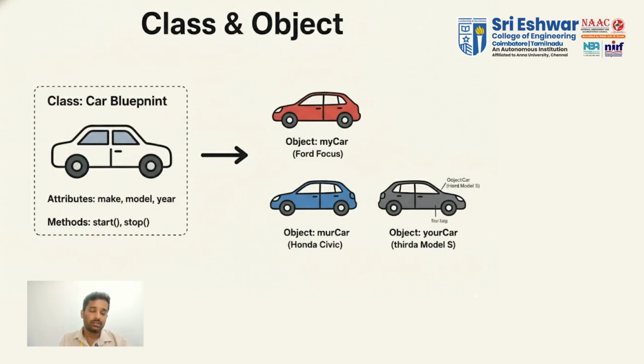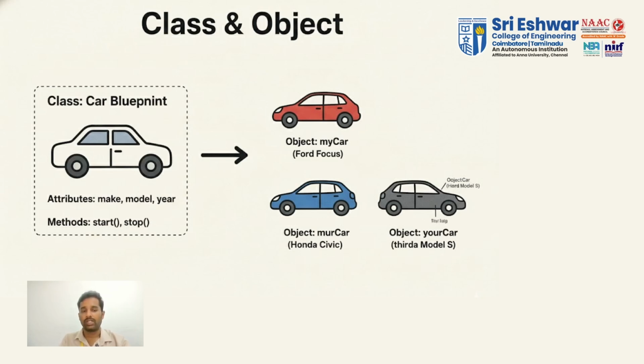And what are the attributes of the car? The make, meaning who is making the car, the brand, right? Then model, in the brand we have different models, right? Then year of manufacturing. So what are the methods? In a car we can start, we can drive, and we can stop. So start and stop are the methods of the class called car.